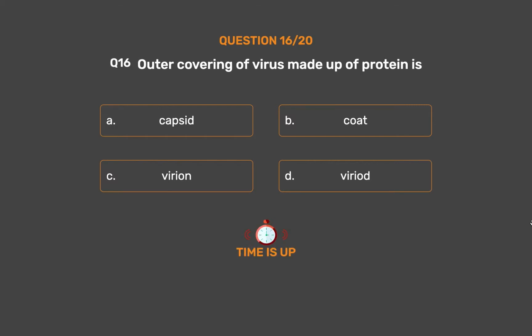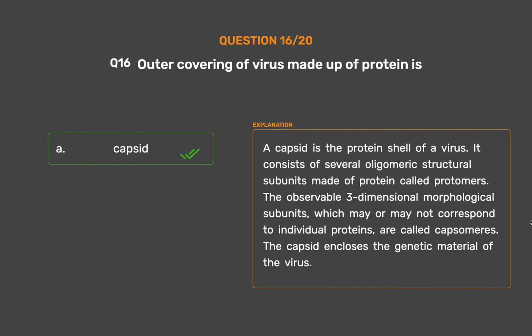The correct answer is Option A. Capsid. A capsid is the protein shell of a virus. It consists of several oligomeric structural subunits made of protein called protomers. The observable three-dimensional morphological subunits, which may or may not correspond to individual proteins, are called capsomeres. The capsid encloses the genetic material of the virus.